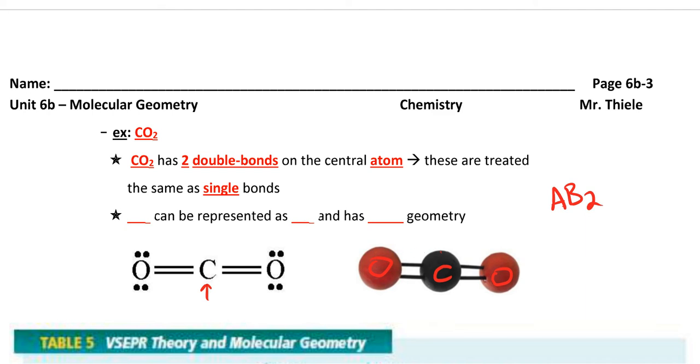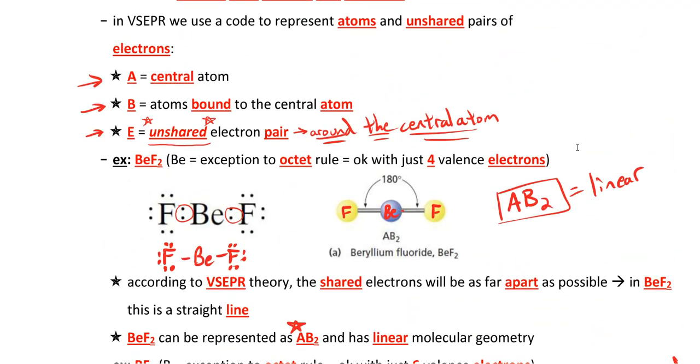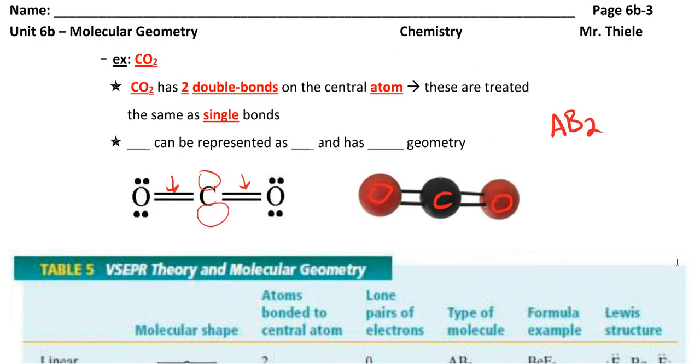And notice carbon dioxide, if we look over here, has no unshared pairs of electrons. None there, none there, because it has 8 that are taken up in its bonds, its two double bonds with the two oxygen atoms. So its geometry is AB2, and we've already had an AB2. If we go back up, the first one we looked at was beryllium fluoride. AB2 is linear. So carbon dioxide, once we code it out, also has a linear geometry.